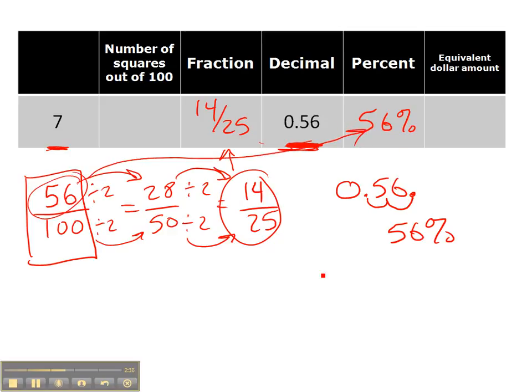Now as a dollar amount, the decimal, we just think of cents because each penny is 1/100th of a dollar. So it's $0.56.